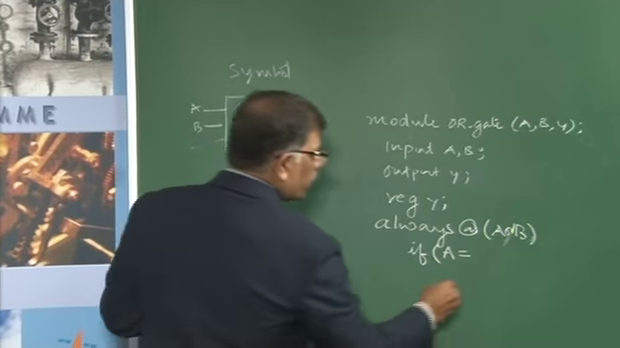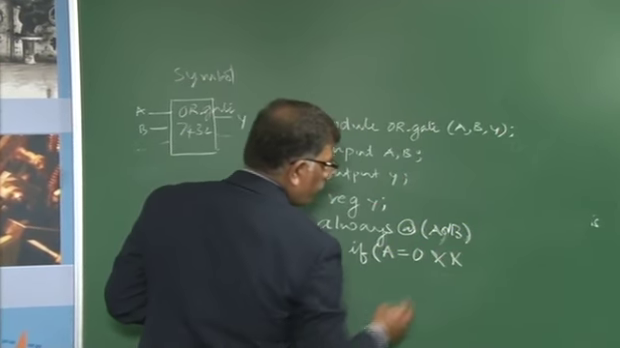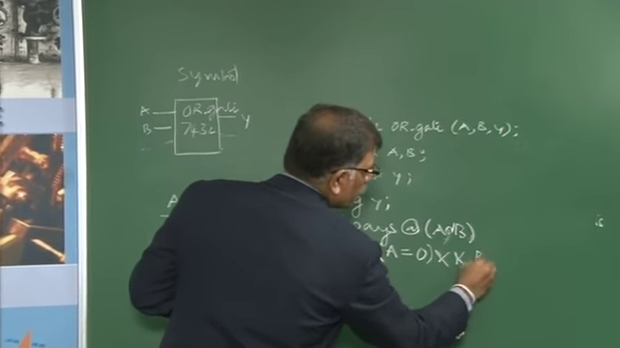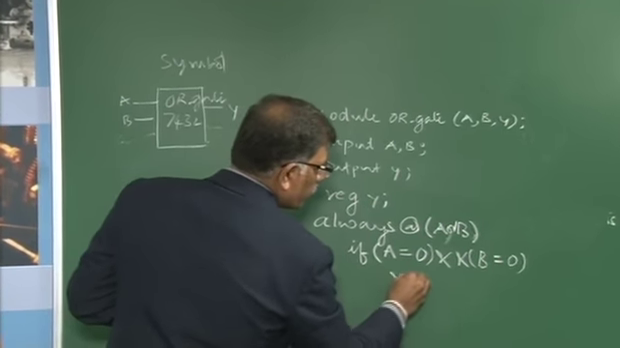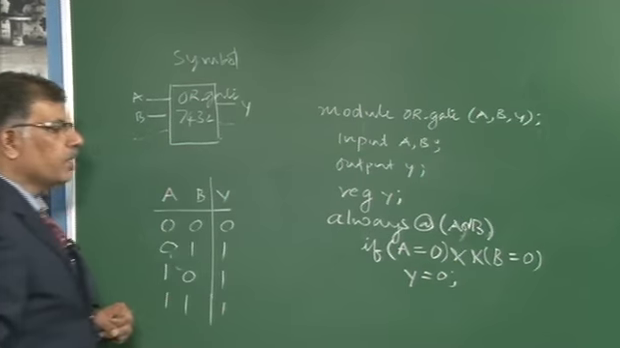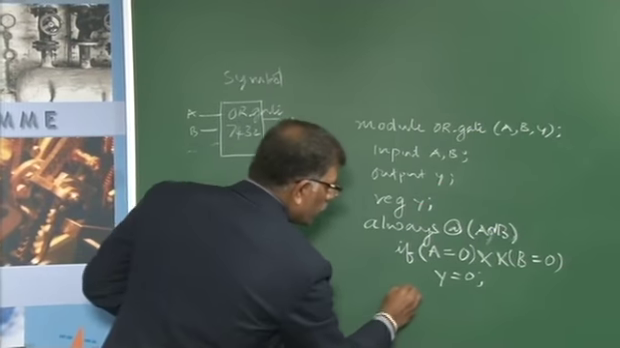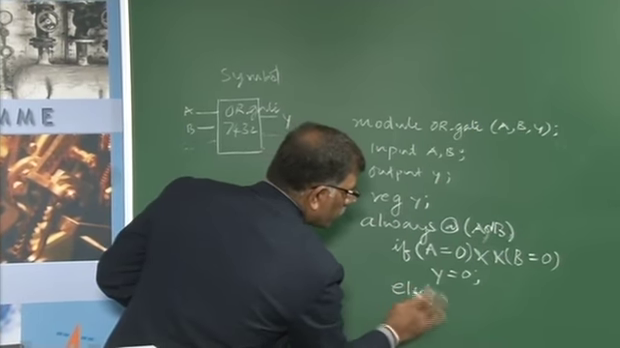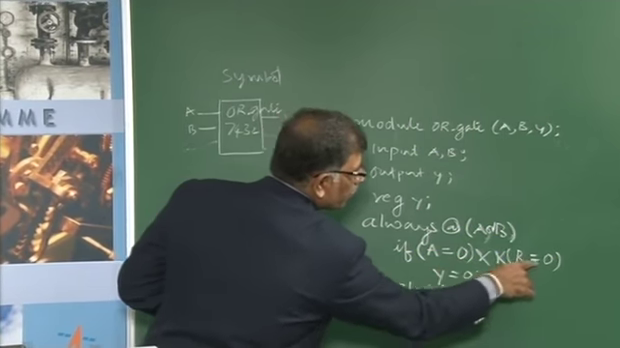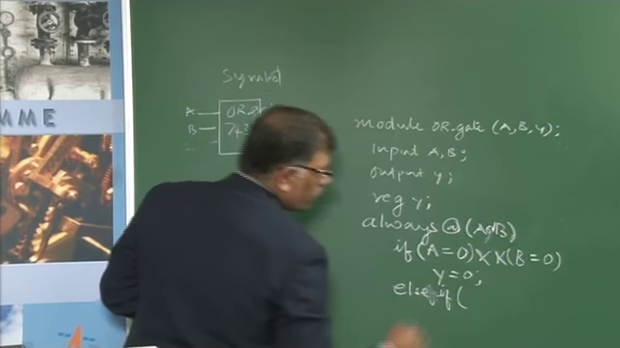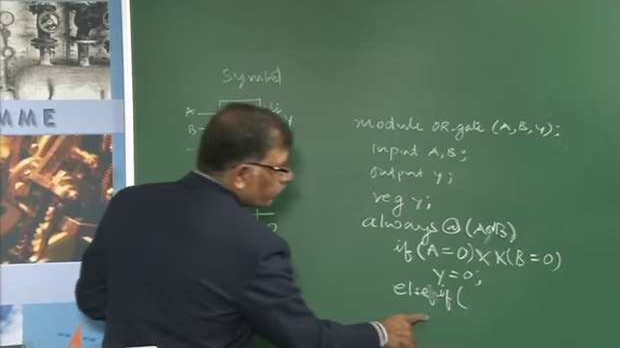So if A is equal to 0 and B is equal to 0, my output should be 0, that is Y is equal to 0. That way you can assign it, Y is equal to 0. Else if, otherwise we can check the values: A is equal to 0 and B is equal to 1 means Y is equal to 1. So you have to check all the input values here, and find out what the output value is.